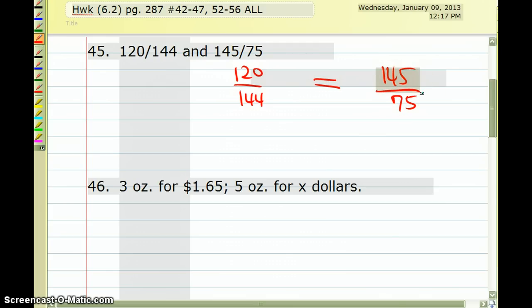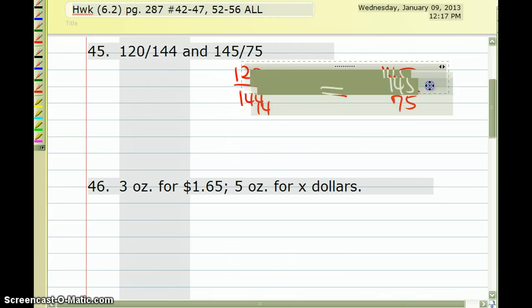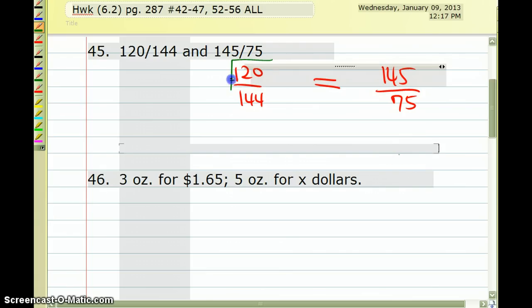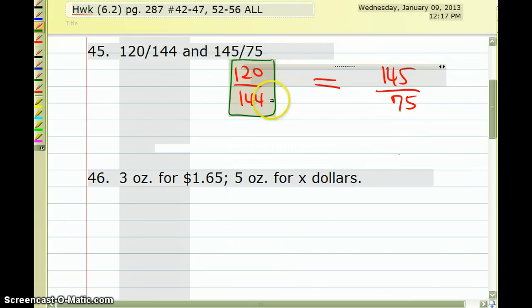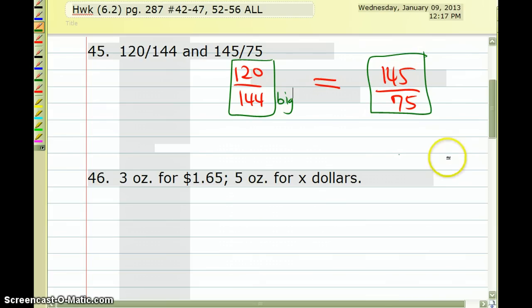Now, first of all, remember, I want to compare these two. I can always compare numbers. I can look and compare these two to each other. This one has the bigger number in the denominator. I'm going to compare these two. It looks like 145 is bigger, so automatically just looking at that, I know that they're not equal. So that is clearly also a no.